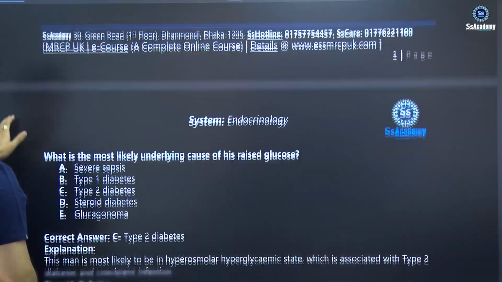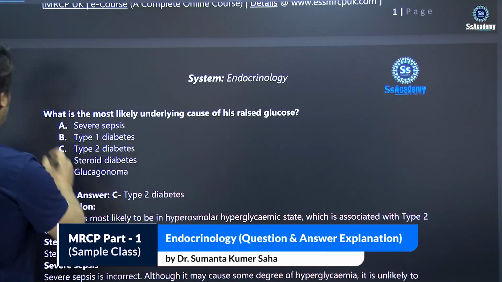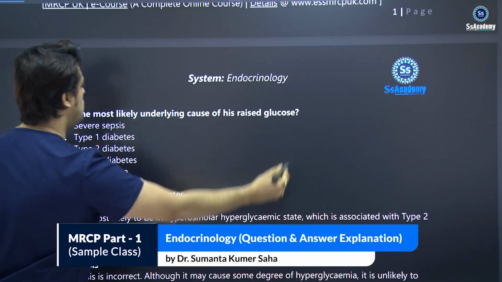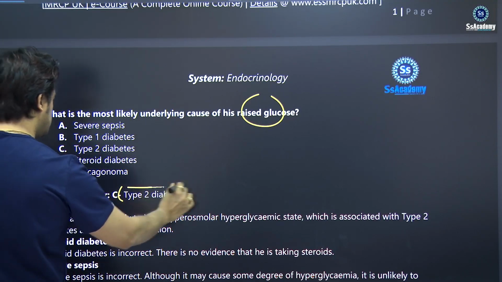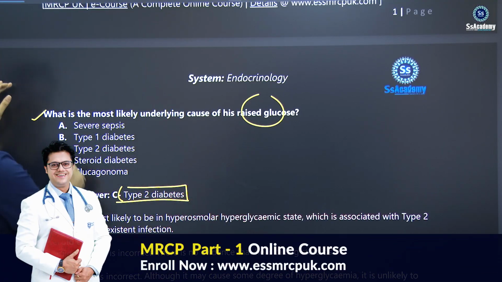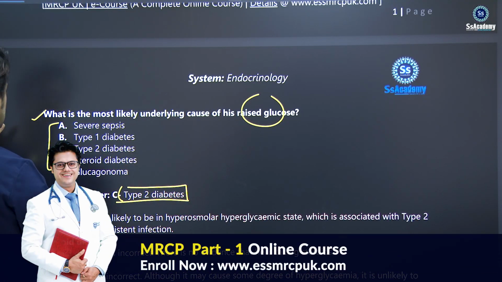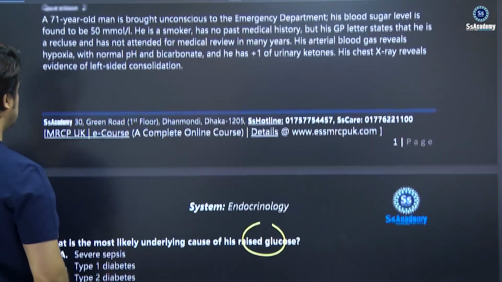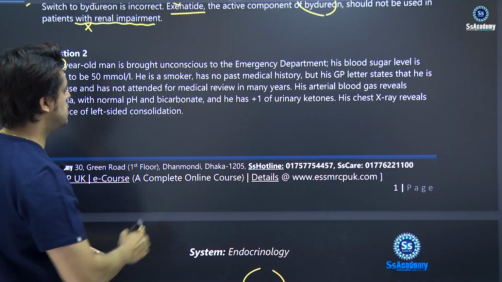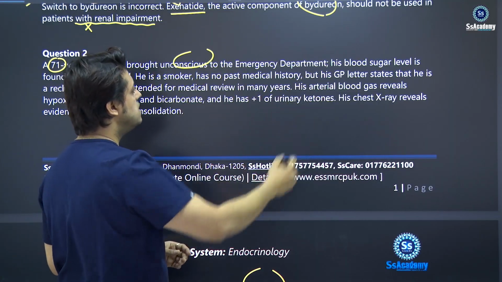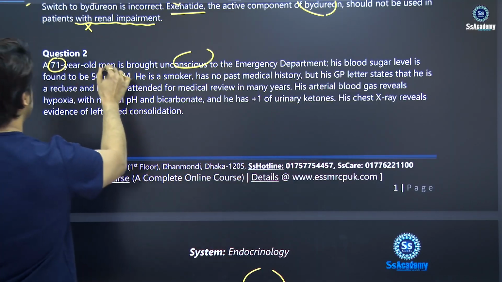Question number 2, the next question: what is the most likely underlying cause of his raised glucose? Very simple. The answer is type 2 diabetes. There are different options: severe sepsis, type 1, type 2, steroid diabetes, and glucagonoma. A 71-year-old man is brought unconscious to the emergency department. His blood sugar level is found to be 50.